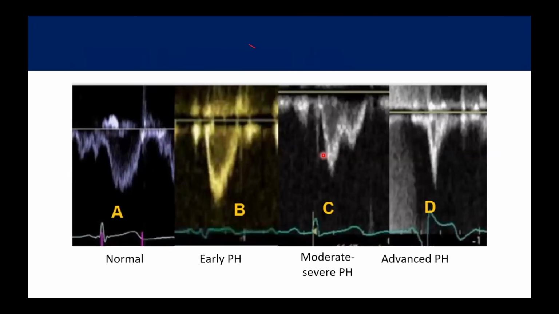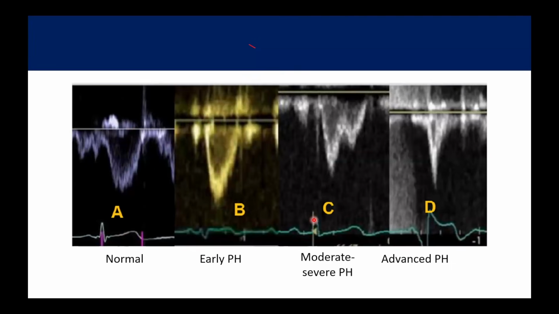So if we look at this diagram here, on the far left side, this is a normal Doppler. So it's smooth, it's symmetric, it's dome peaking in mid-systole. And so this means that there's low resistance and high compliance. In early pulmonary hypertension here in B, the peak is kind of shifting forward and the shape becomes more triangular. And so the acceleration time is starting to shorten.